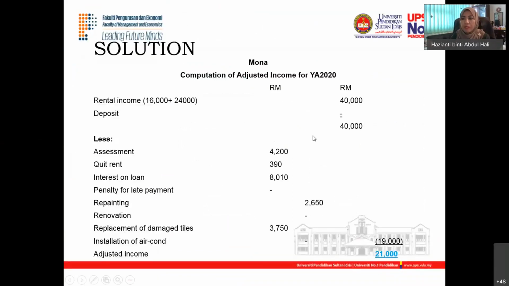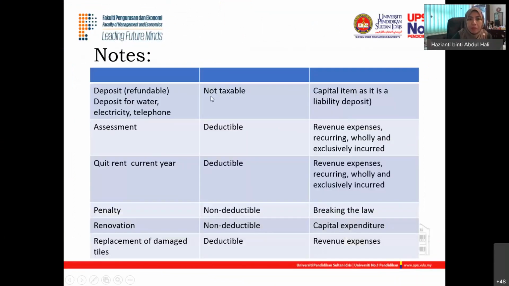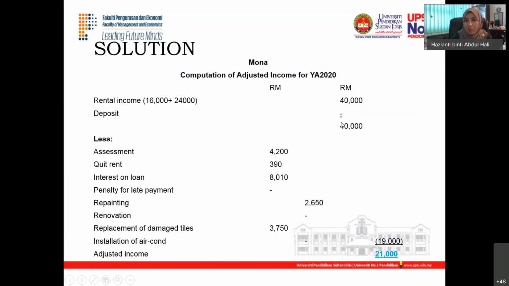So this is the solution for you. We have rental income 16 plus 24, but not the deposit. Remember, deposit is not taxable because it is a liability. You get a deposit and it is refundable, you can give back to the tenant. So it is not taxable. When I said not taxable, you cannot include it in your calculation of rental income. Okay. So whatever we have here, it is actually the amount that is taxable. So rental income 40,000, deposit not taxable, so that leaves you with 40,000.